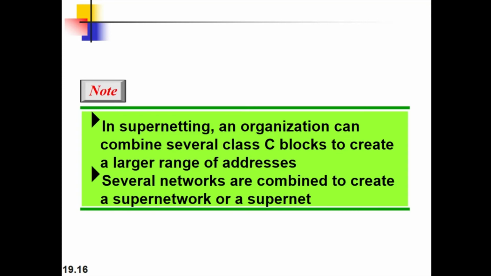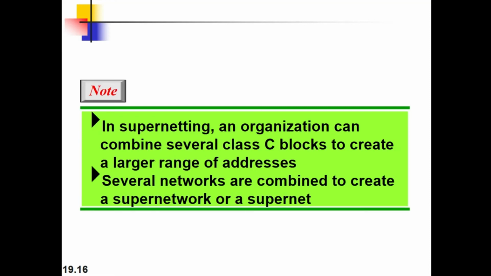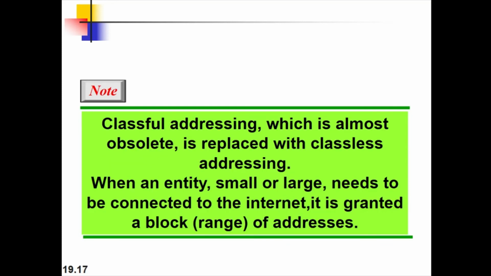In supernetting, an organization can combine several class C blocks to create a larger range of addresses, and several networks are combined to create a supernet. That part is the supernetting. In subnetting, we want to divide the addresses into several contiguous groups and assign each group to a smaller network. We want to make a smaller network, so we use subnetting. If we want to create a large range of addresses, we can use supernetting.